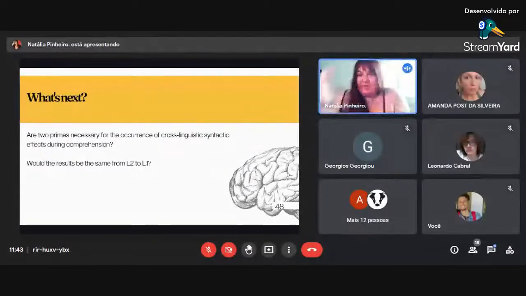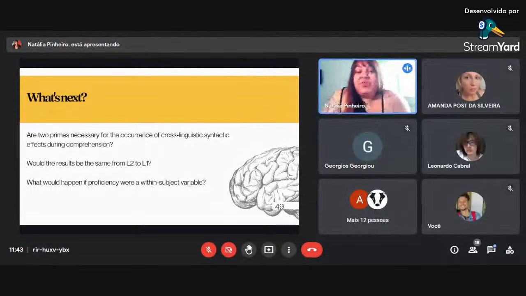Because we worked with prime and target sentences, prime in L1, right? And target in L2. So if we switch, would the results be the same? And finally, what would happen if proficiency were a within subject variable? So what would happen in a longitudinal study? As of now, I don't have the answers for these questions, but I will soon, luckily, have them, with the studies that I will conduct now during my PhD.